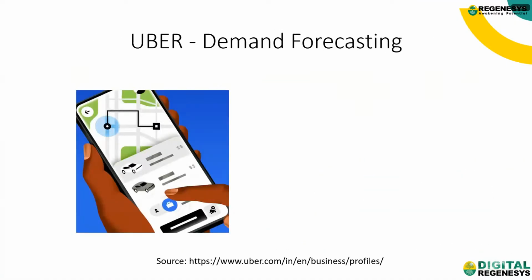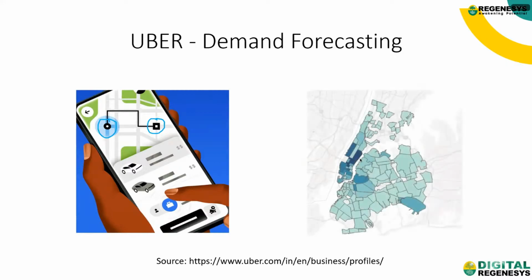Let's move to the third example, which is related to Uber. Using this app, you can book a cab. All you have to do is just feed your current location and the destination where you want to go. And on a click of a button, you will see that in a matter of 5 minutes, a cab will be at your doorstep. Right? Now, how is it possible? It is because Uber has developed a demand forecasting system using data science.